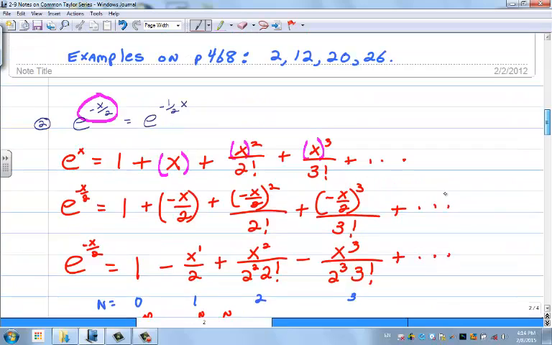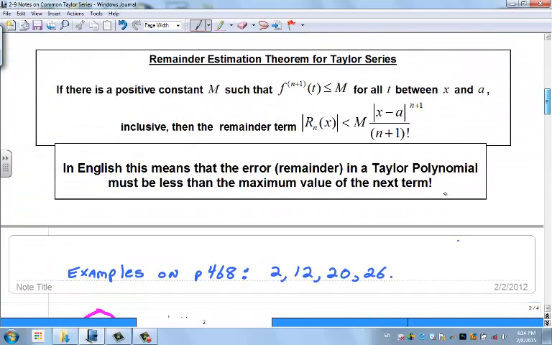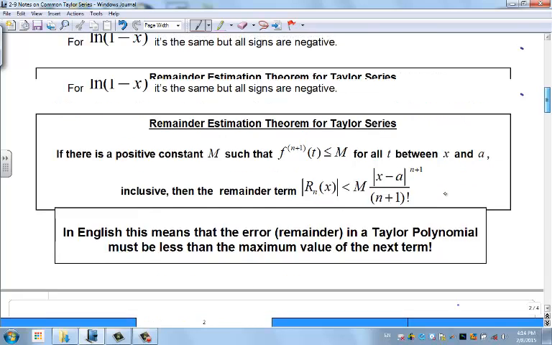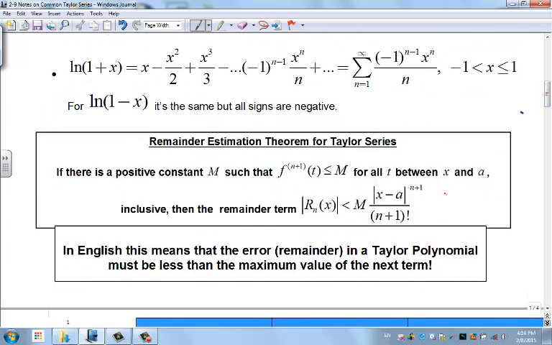Now we want to go up and talk about error a little bit. The error in a Taylor series follows this formula. This is what we call the remainder theorem. And basically what it says is the error in a Taylor polynomial is less than the maximum value of the next term. Now, if you think about Taylor polynomials, you remember that it was all based upon the derivative, the power of x, and then the factorial in the bottom. And they were all the same.